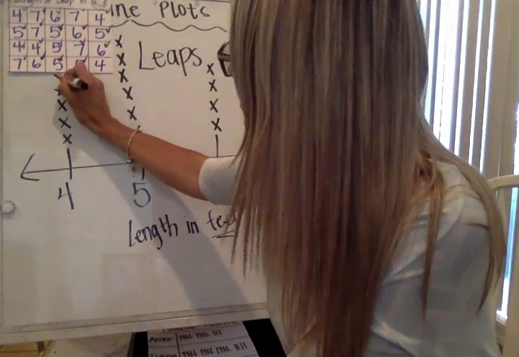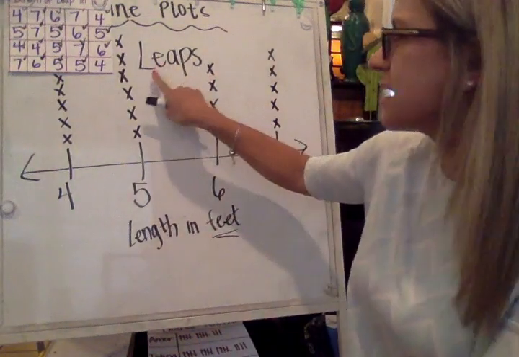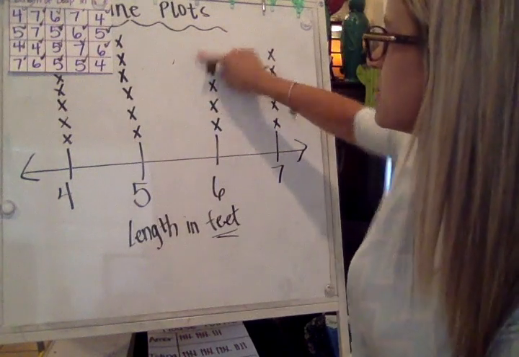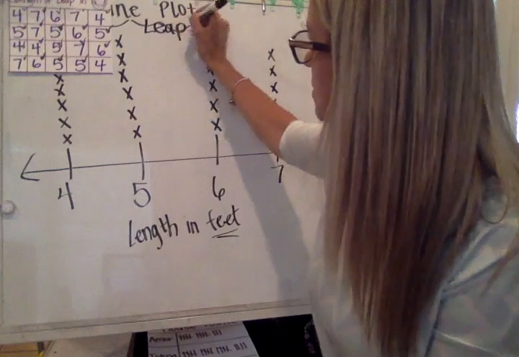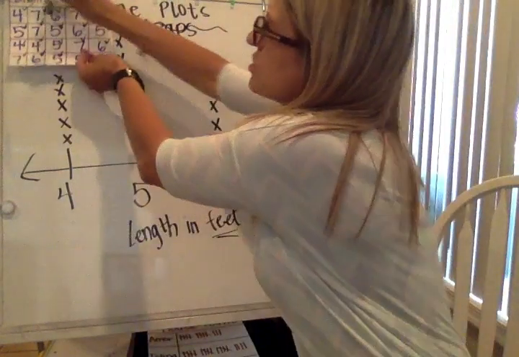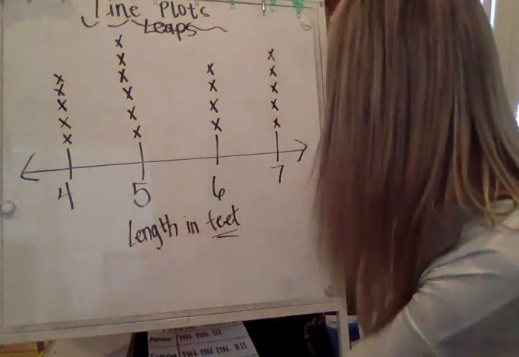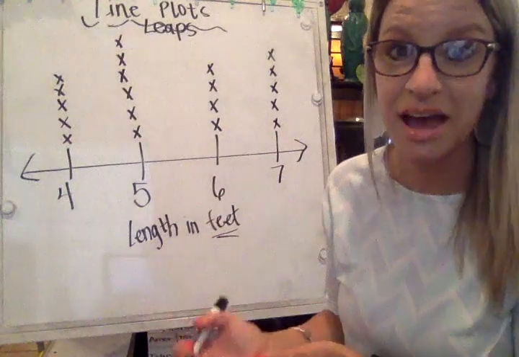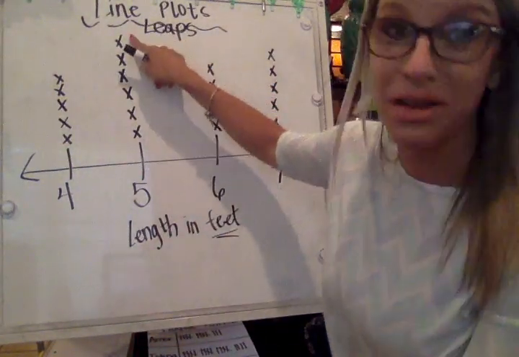And 4. Sometimes when I'm looking at this, I notice that I need to move my title, and that's okay. So I'm going to just erase, erase, erase, and move up my title where it says leaps. And then I'm also going to move this out of the way so we can look at our line plot a little bit more. So when I'm looking at my line plot, I can take in some information. I notice that this one looks really, really tall.